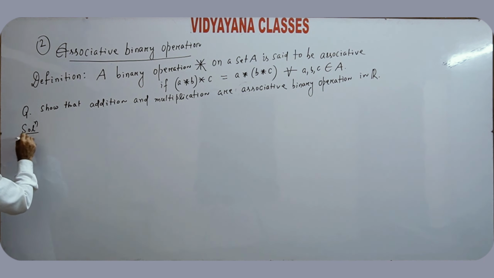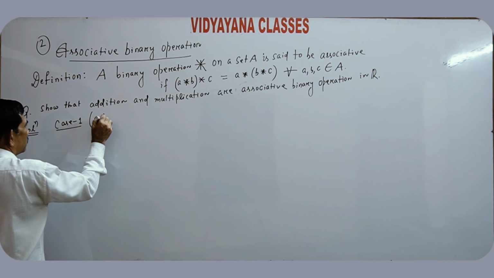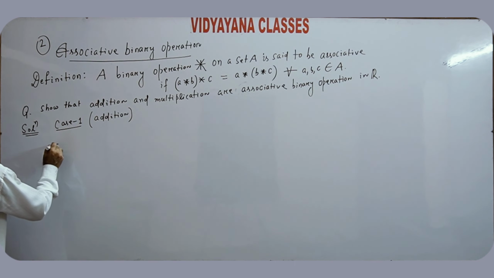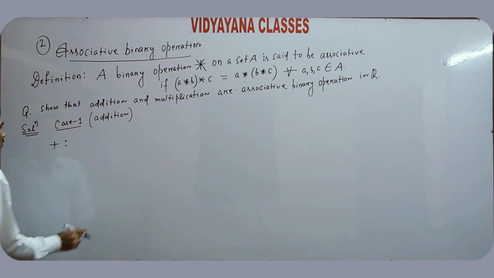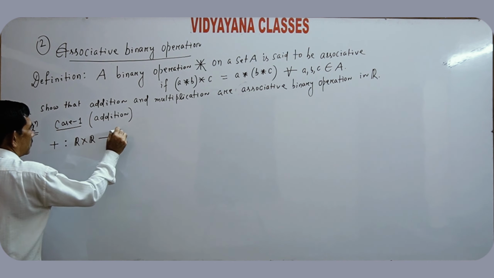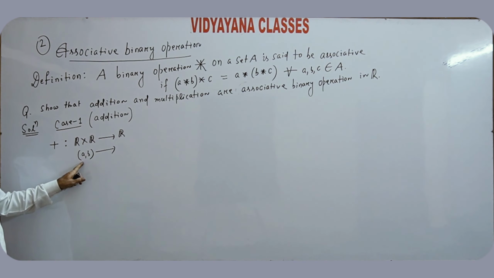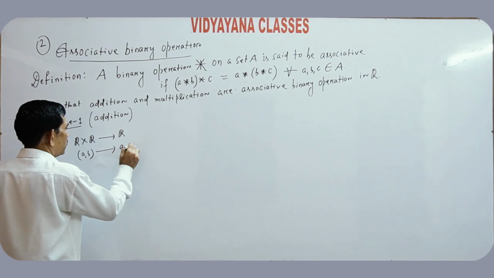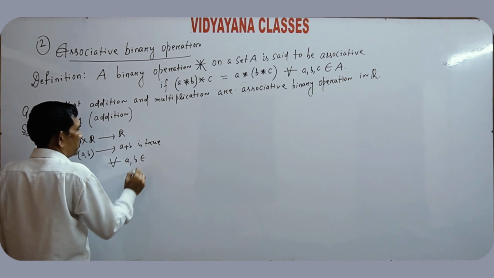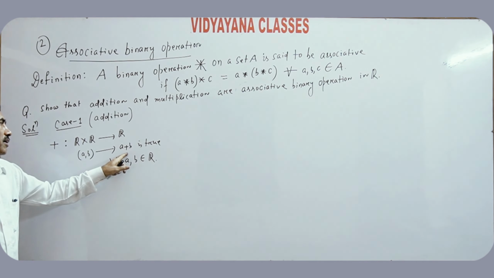Solution: case 1, that is addition. The plus sign represents addition, so that R cross R to R. An ordered pair (a, b) belongs to R cross R. The addition operates on the ordered pair (a, b) and gives a plus b belonging to R. This is true for all a and b belonging to the set of real numbers. It is always true.